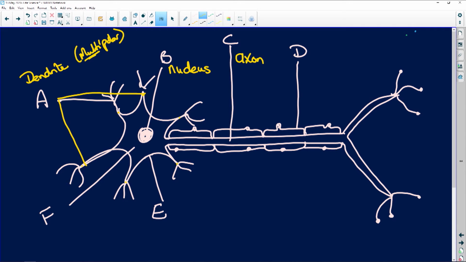Okay, and then D is, I'm trying to remember, I don't know if they want the membrane or if they want the cell. So the membrane is called the myelin sheath. And the myelin sheath protects and covers the axon. It also helps to speed up and accelerate the impulse as the impulse travels along the axon.